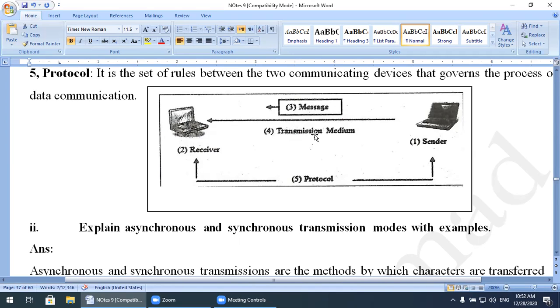If these two devices are connected with the help of a cable, this is called the transmission medium. Next one is protocols. Protocols are the rules. What are the rules that they follow? We will discuss the rules, and I will tell you when we start the protocols.